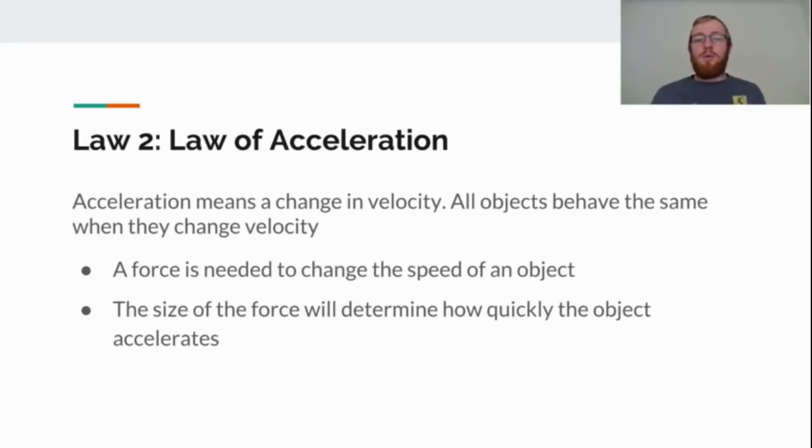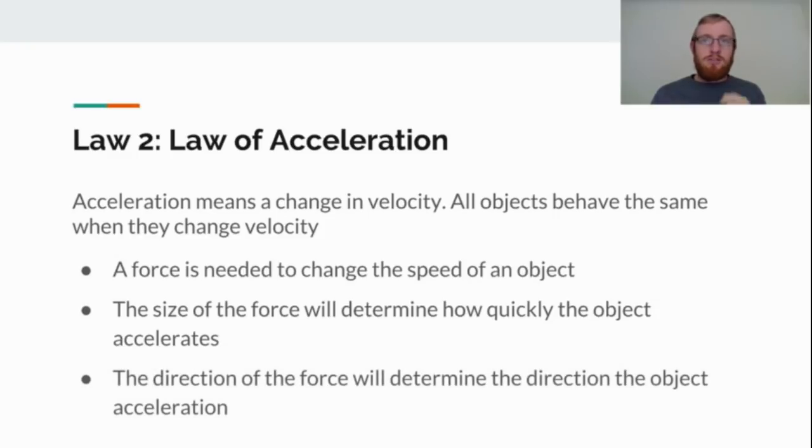The size of the force will determine how quickly an object accelerates. Basically, the more force you put into something, the quicker it's going to accelerate off. And lastly, the direction of the force will determine the direction the object accelerates at. Okay, so if you swing a bat at something, you swing it hard, it's going to send the object flying in that direction really, really quickly. It's going to accelerate off in that direction at the same sort of strength of the force of your swing. Also, if you hit it and the direction of the force is going this way, that's where the ball's going to go.